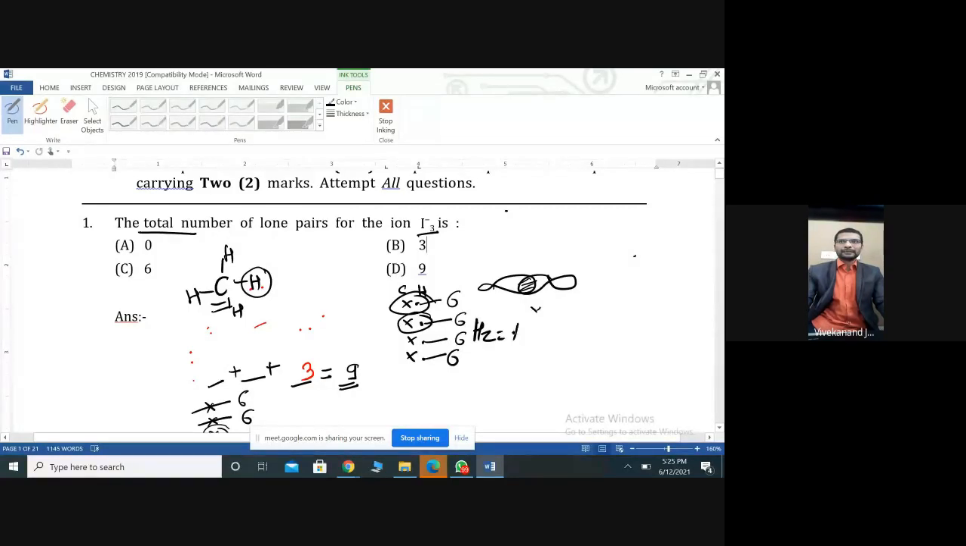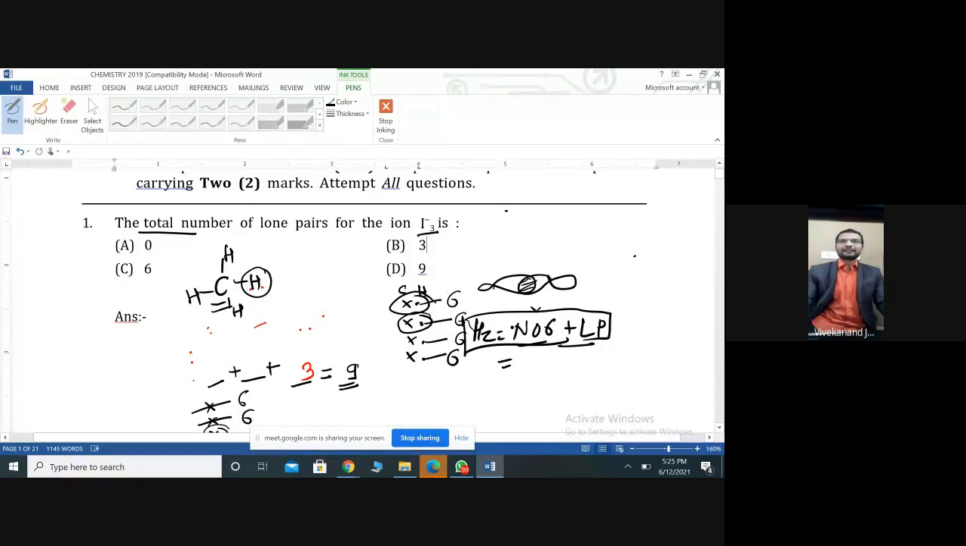Hybridization is equal to the number of sigma bonds plus the number of lone pairs. Guys, check this formula and write it down in your notebook. If you have this formula, I bet you can solve all questions related to chemical bonding.